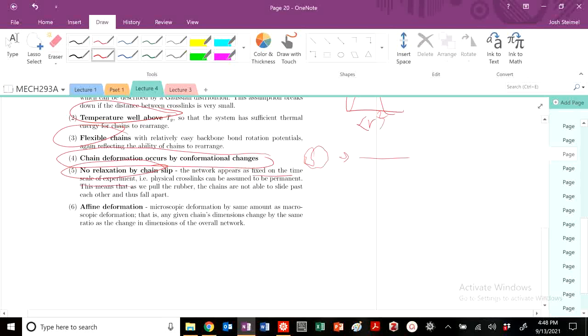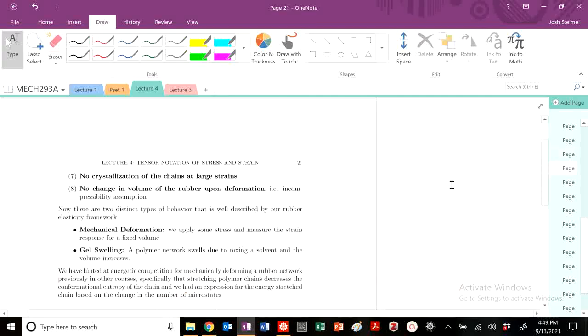We're not pulling slowly enough that, if we pulled super slowly, especially if they're physical crosslinks, the chains could slip past one another. So they are not able to slide past one another. We're assuming that we pull such that this network is behaving like a solid. Affine deformation: microscopic deformation occurs by the same amount as macroscopic deformation. So the microscopic deformation of the chain dimensions can be described by the same ratio as the dimensions of the overall network. We'll see how that actually occurs in just a second.